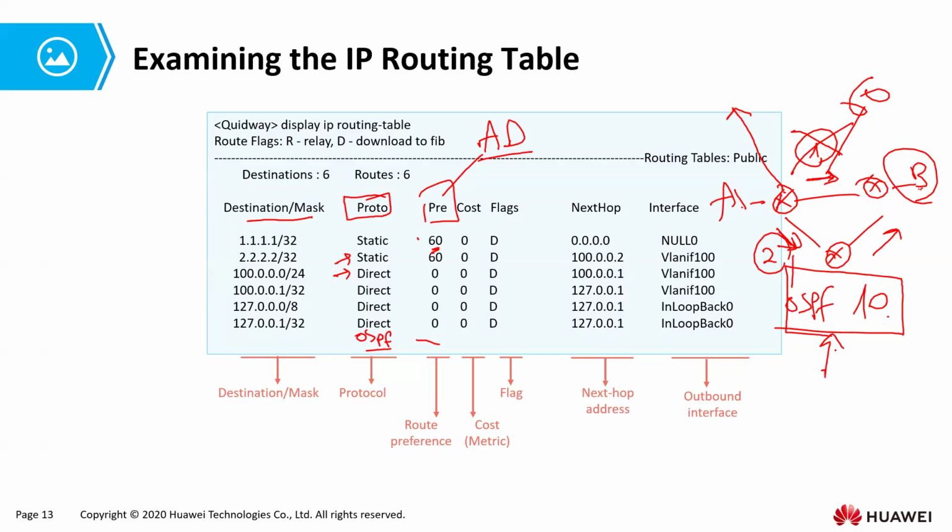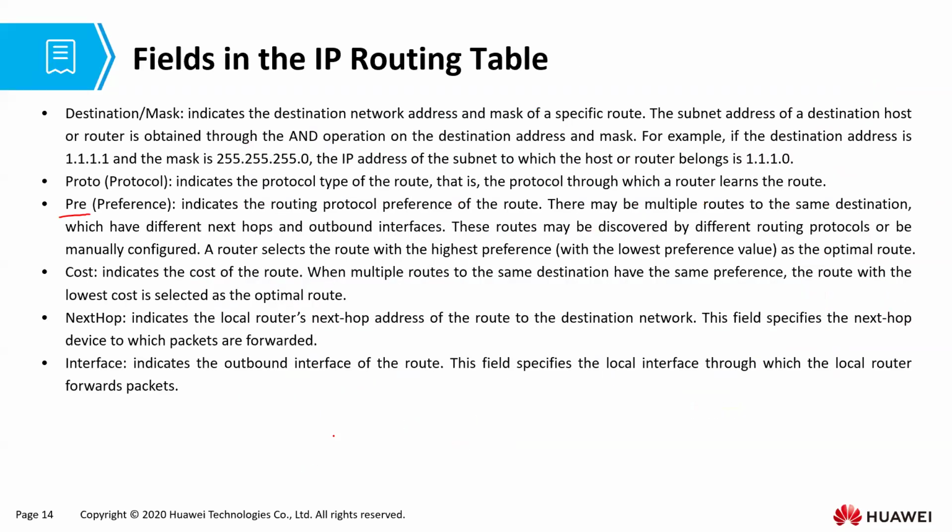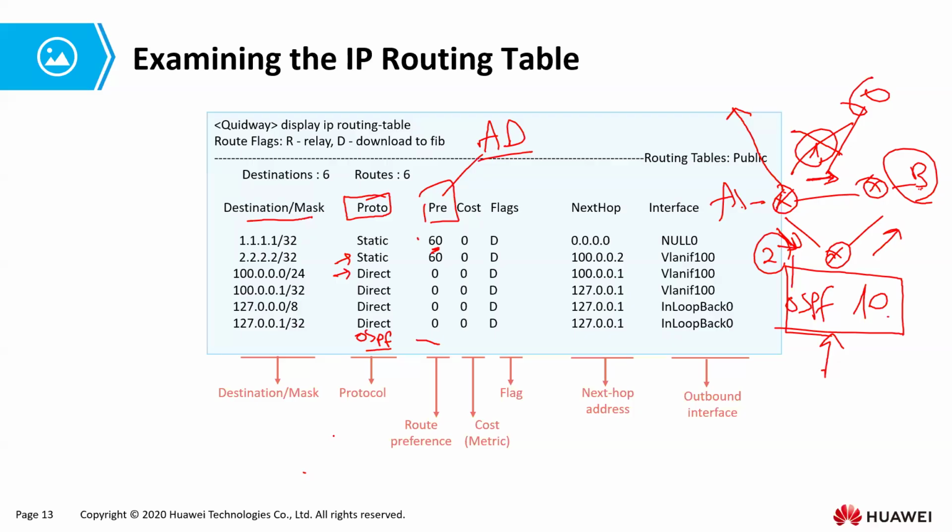Cost is a metric that is used to select the best path among multiple paths of the same type. So let's say, for example, let me see how they defined it. Indicates the cost of the route. When multiple routes to the same destination have the same preference, the route with the lowest cost will be selected as the optimum route. Right. Let's give another example.